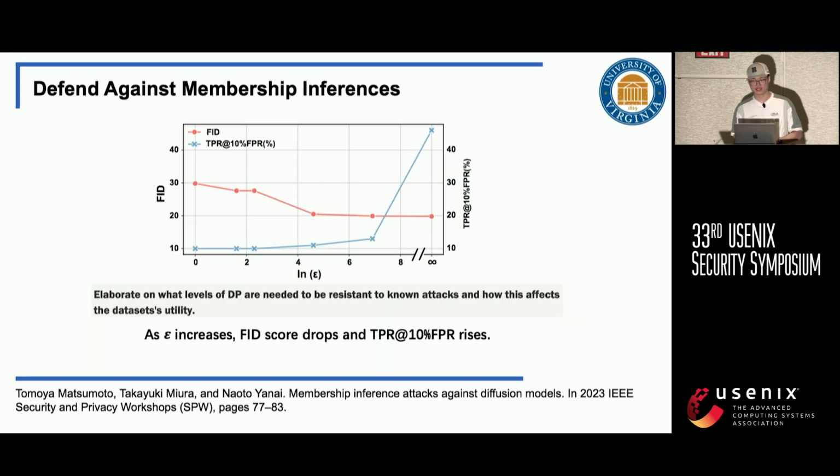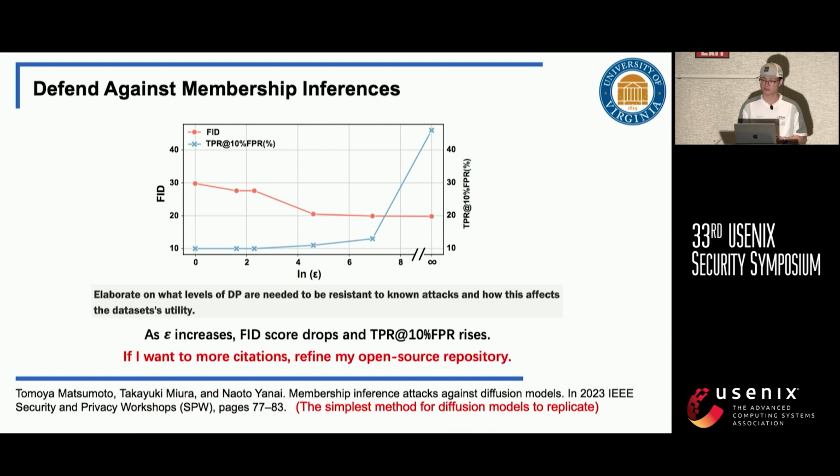We also had a discussion exploring how the synthetic dataset performs in defending against membership inference attacks. Actually, we didn't conduct this attack at first, as we believe that DP provides a theoretical framework of privacy protection. But the reviewers preferred that we conduct a related discussion. So I selected this membership attack because it is the simplest way to replicate the MIA for diffusion models. So this story tells me that if I want more citations, I should refine my open source repository.